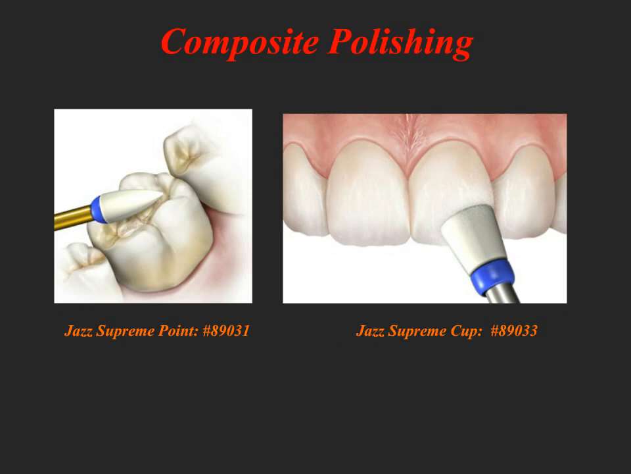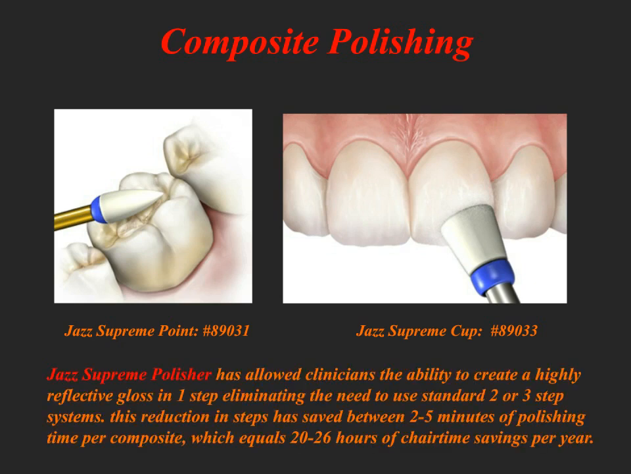The polishing is shown here with the Jazz point and the Jazz cup. Again, these are one-step polishers. You build up a little bit of slurry with some water spray. I like to use an electric handpiece with water spray when doing all composite finishing and polishing. And using this one rubber finishing point or cup that has been preceded by the 12 and 20 fluted carbide finishing burrs will give a beautiful luster to any composite. Jazz Supreme polishers will allow clinicians the ability to create a highly reflective gloss in one step.